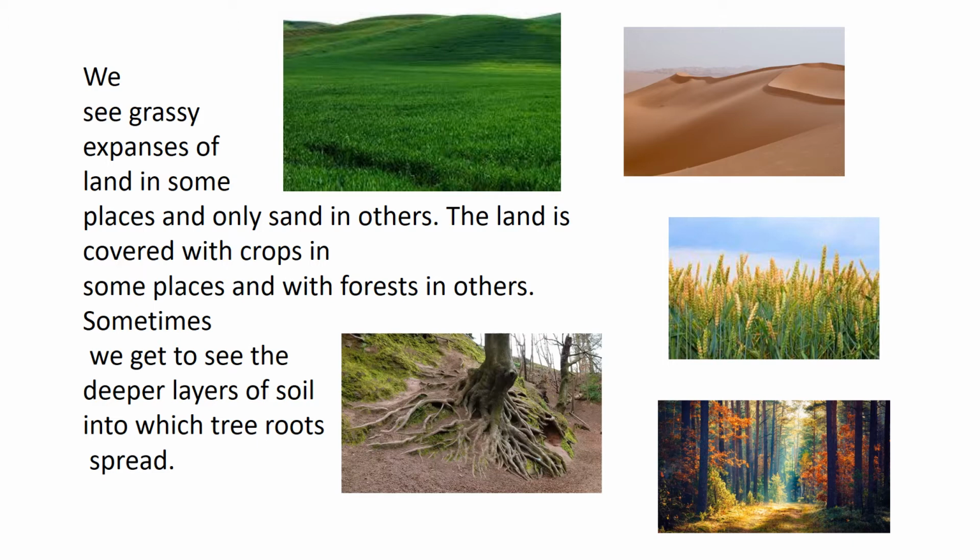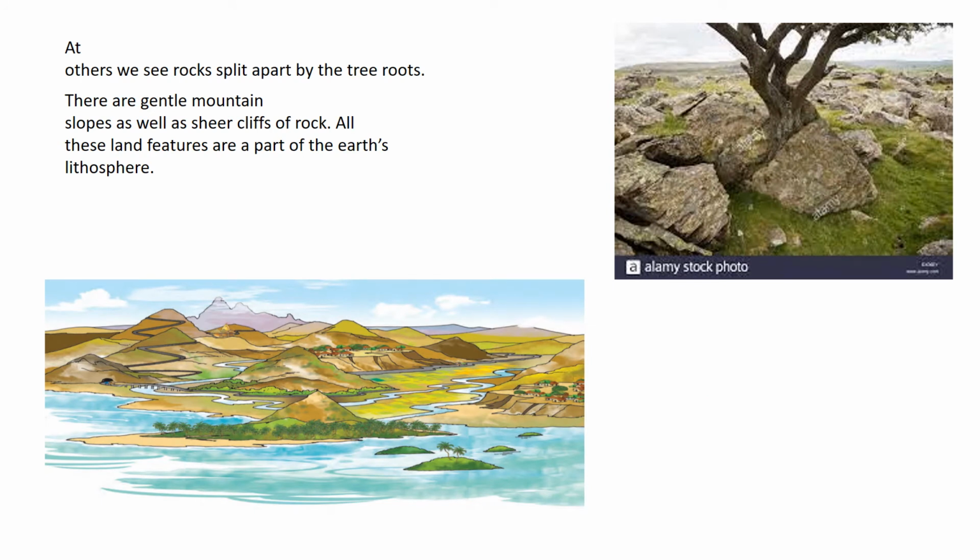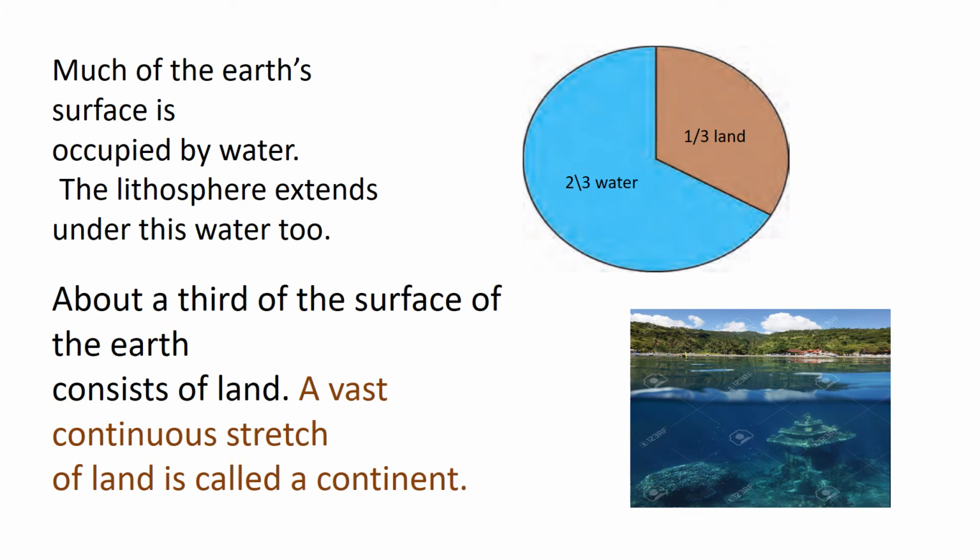Sometimes we get to see the deeper layers of soil into which the tree roots spread. At others, we see rocks split apart by the tree roots. There are gentle mountain slopes as well as sheer cliffs of rock. All these land features are a part of the Earth's lithosphere. Much of the Earth's surface is occupied by water. The lithosphere extends under this water too.